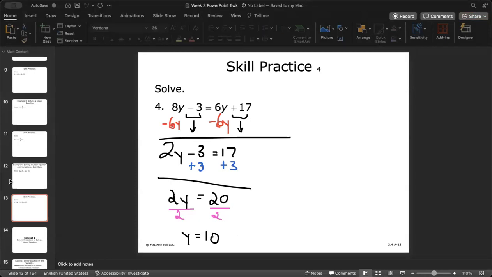Okay, so that's how you deal with it. Pardon me, class, I have a lot of allergies today. That's how you deal with it when you have variables on both sides of the equal sign.